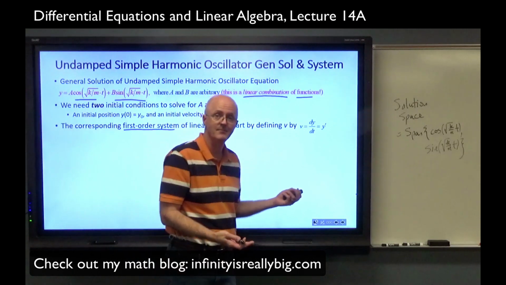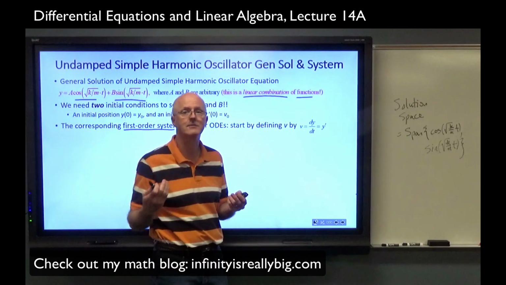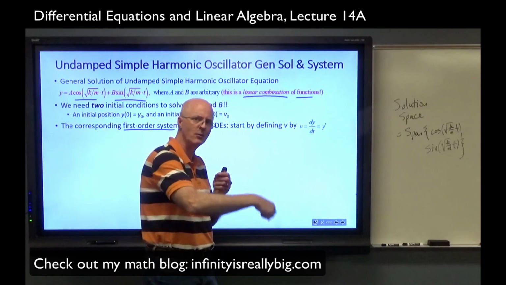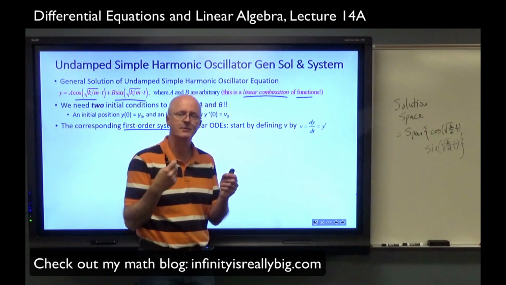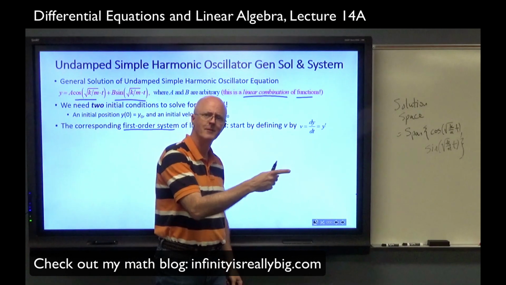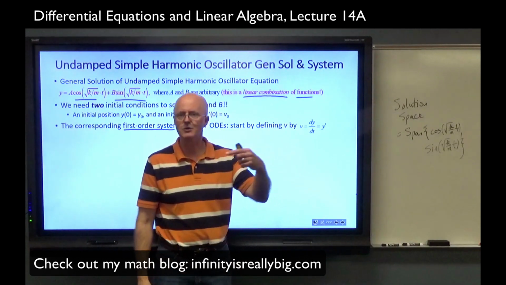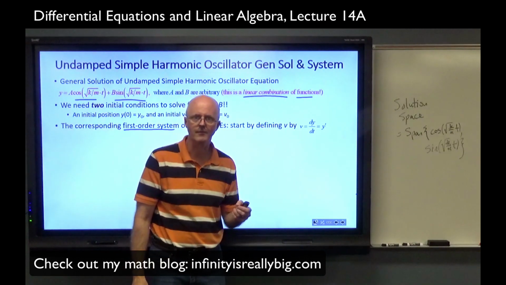V is the velocity, which again, as usual, can be positive or negative, just as y can be positive or negative. Y is positive if you're to the right of the equilibrium position and negative if you're to the left. V is positive if the motion is toward the right, no matter where you are, positive velocity. V is negative if the motion is toward the left, no matter where you are. Okay?